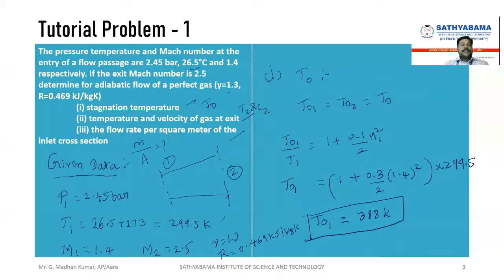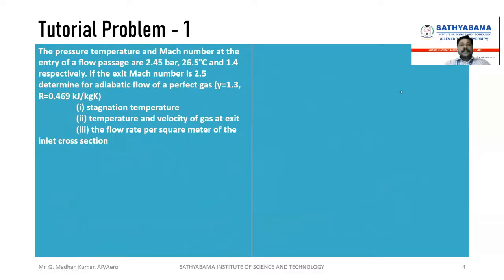Now T01, T02 and T0 are all the stagnation temperature, and it is constant. 388 is the constant. And then we are going to find the temperature and the velocity at the exit. That means we are going to find T2 and C2, right? So we will see. So here we are going to find the second one, T2 and C2.